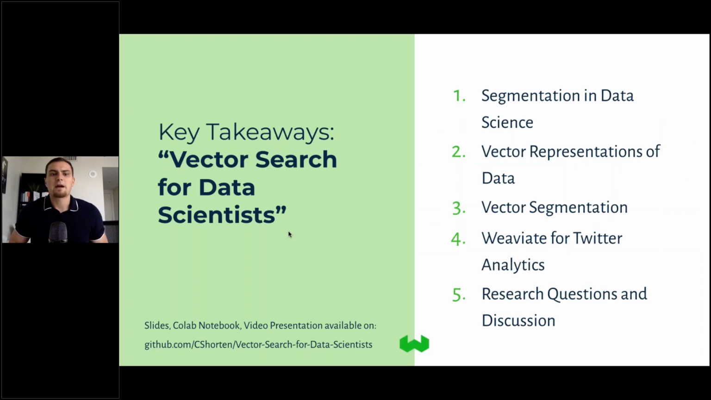So to take a step back, there are 5 main takeaways that organize this talk on vector search for data science. We have the first part on segmentation and data science, understanding how we segment analytics based on other attributes in our data. The second key theme are vector representations of data, understanding how we can form vectors that represent our data and capture the semantics in our data. The third key part of this is vector segmentation, using these vector representations to segment the analytics in our data.